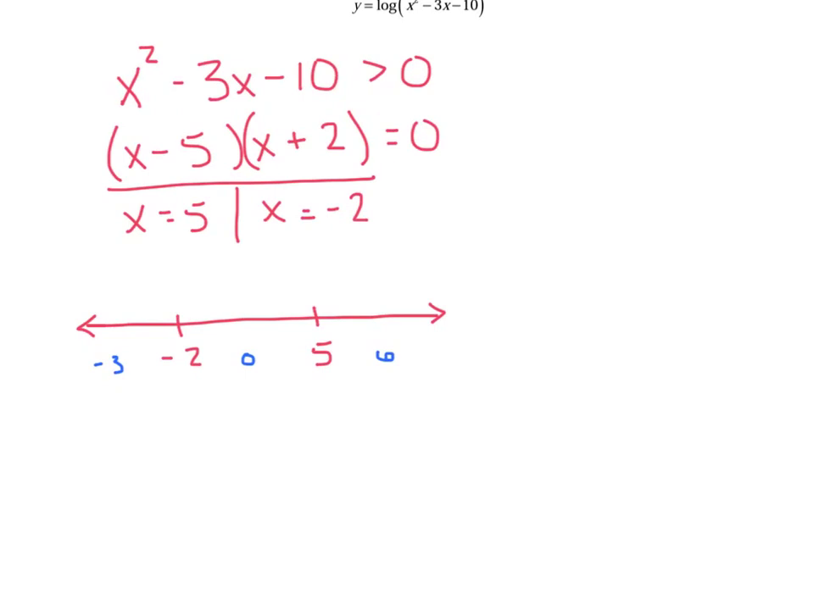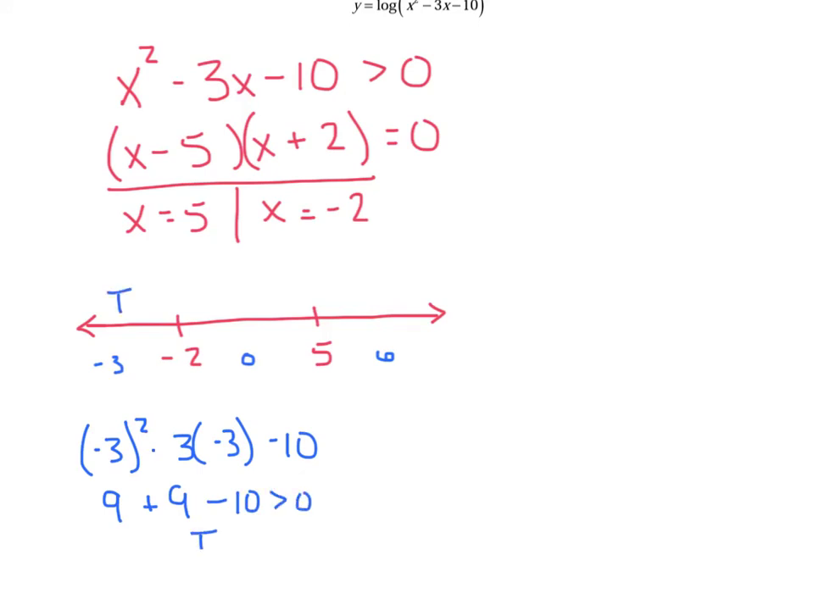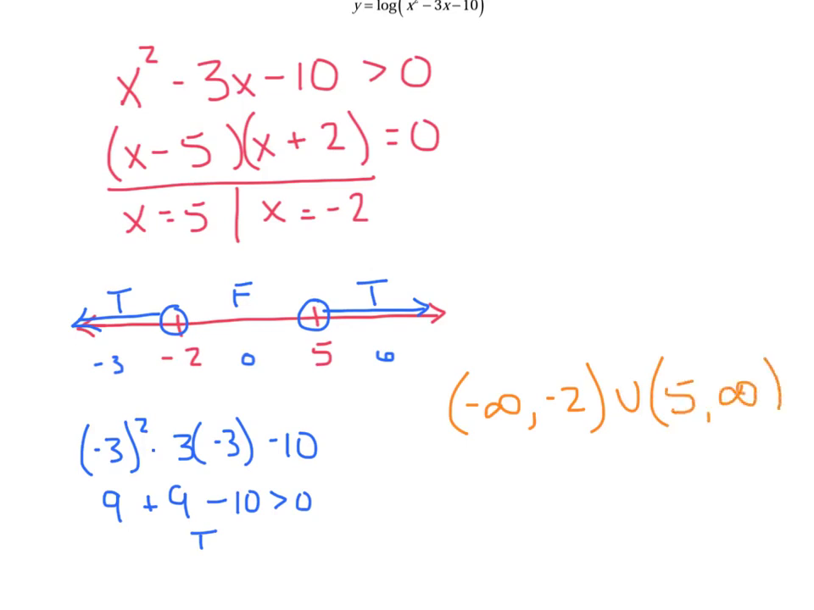I'm just plugging, for instance, that -3 back into the original function. And that's going to give me 9 + 9 - 10, which is certainly true, and that's greater than 0. So I got trues, and then when I plugged in the 0, I got -10, which is not greater than 0, and so forth. So what I've got here is my open circles. I'm shading to the right of 5, and I'm shading to the left of -2. And if I use interval notation, here's what my solution would look like. I would say -∞ to -2, unioned with 5 to +∞, and that would be the domain.